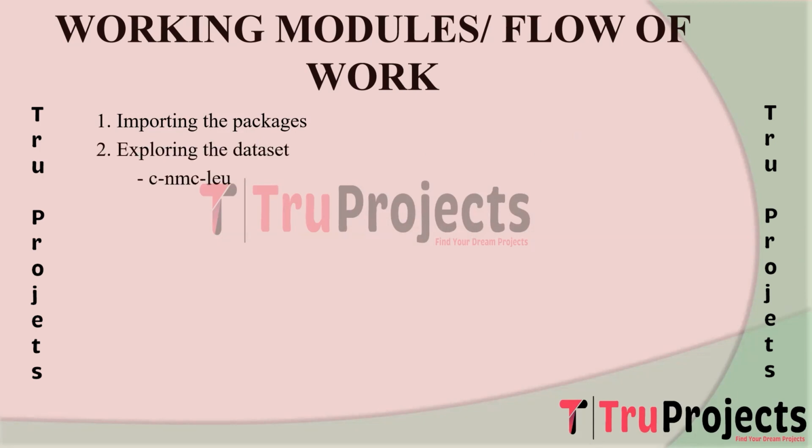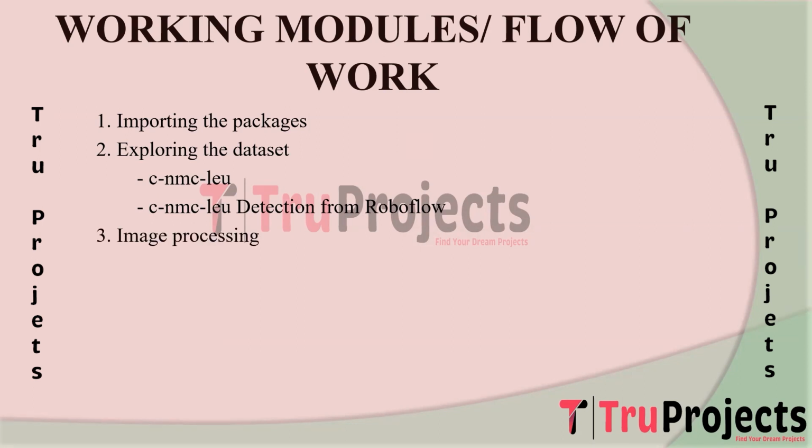Exploring the dataset. CNMC-LU dataset. This dataset contains images related to leukemia white blood cell detection. Exploring this dataset involves understanding its structure, size, image format, and labeling, which are crucial for training machine learning models. CNMC-LU detection from Roboflow. Roboflow is a platform that provides datasets for computer vision tasks. The dataset labeled CNMC-LU detection likely refers to a version or subset of the original dataset prepared or processed using Roboflow for the detection task.